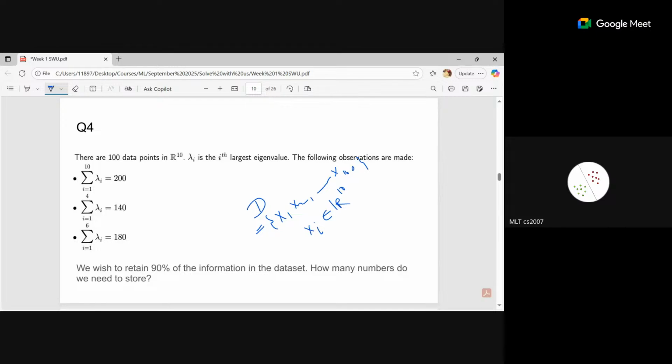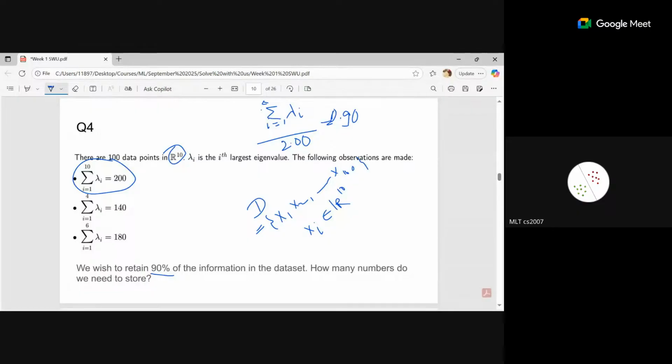So the very first thing, if you observe, we are interested in retaining 90% of the information in the data set, right? So we have a total of 10 eigenvalues that we will get. So what we want is that the sum over lambda i's, where i is varying from 1 to we don't know how many, divided by the total variance should be 0.90, right? This whole thing is 200. So this is 200, right?